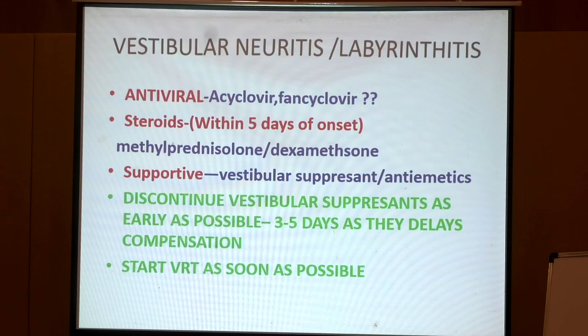So another is vestibular neuritis. The role of antivirals is questionable. I really don't use them in my practice. Steroids are very effective within 5 days of the onset of vestibular neuritis and labyrinthitis. Supporting medicines are vestibular suppressants and anti-emetics. And vestibular suppressants should be discontinued as soon as possible, maximum 3 to 5 days, because they delay the vestibular compensation, and start vestibular rehabilitation therapy as early as possible.